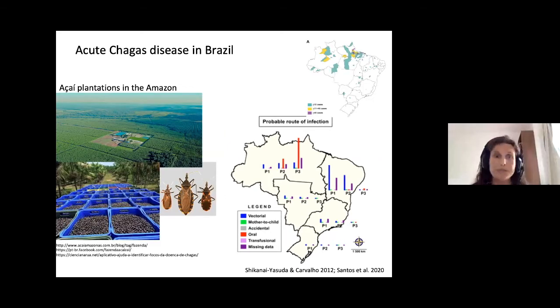And I brought the Chagas disease example to this symposium because although it is a disease that was discovered more than 100 years ago, we are now facing this new epidemiological profile, which is highly linked to the intensification of the acai production in the Amazon. In the top map, you can see the number of acute Chagas disease cases in the last 20 years and how it is largely concentrated in the Amazon.